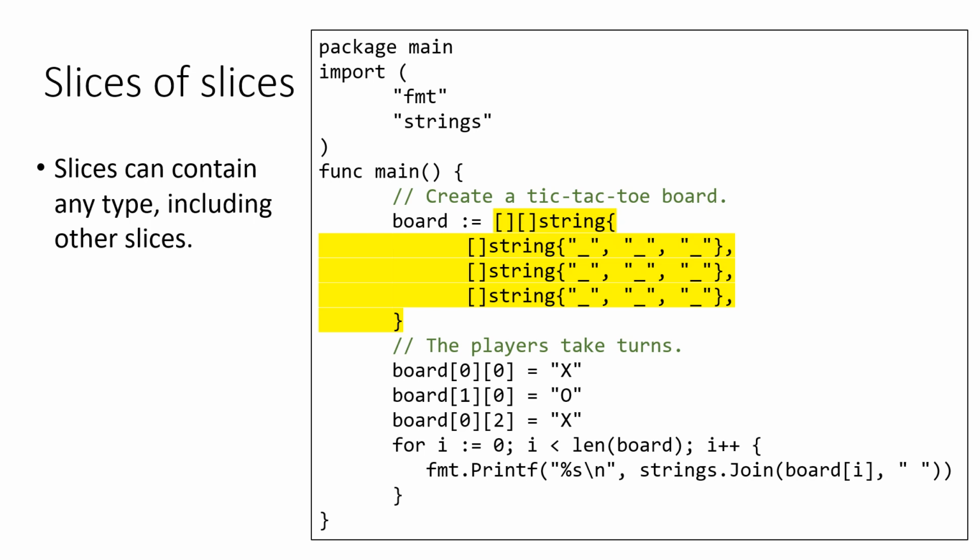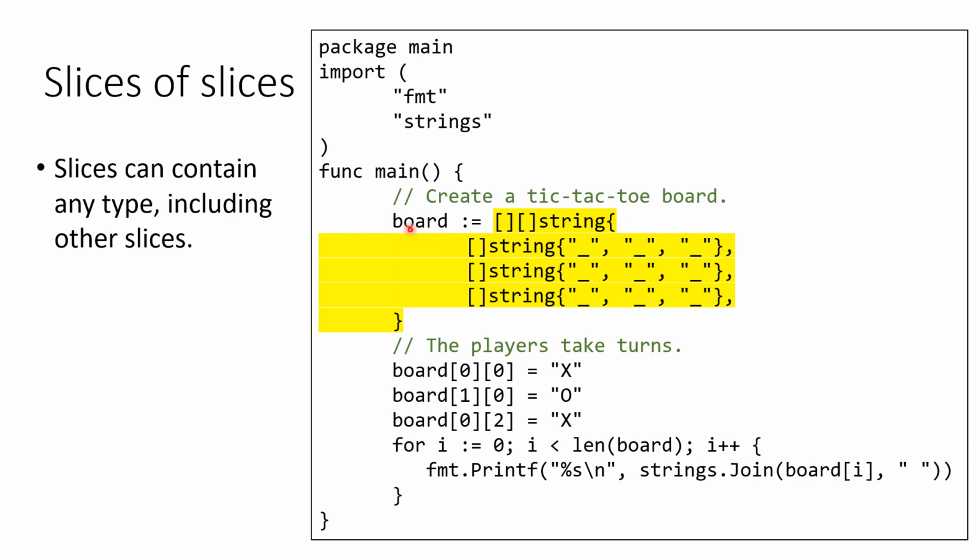Slices can contain any type, including other slices. Here is an example of a slice of slices. In this program, we create a slice board to represent a tic-tac-toe board of 3 rows and 3 columns. Each row is a slice of 3 strings corresponding to 3 columns, where each string consists of a single character that represents a cell in the board. An underscore character represents an empty cell.